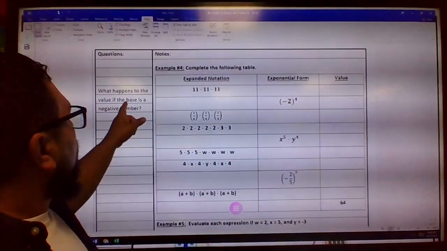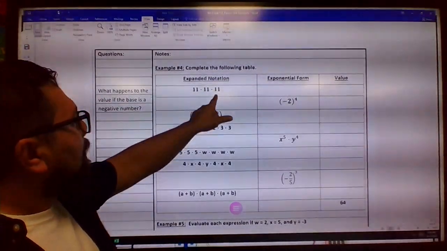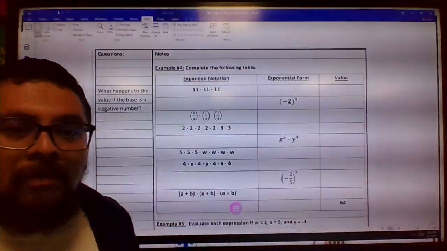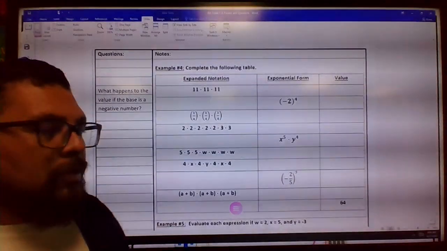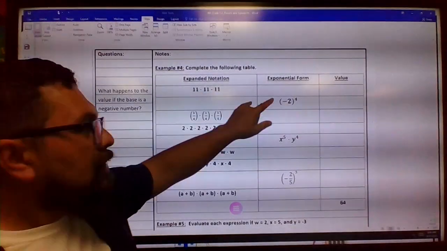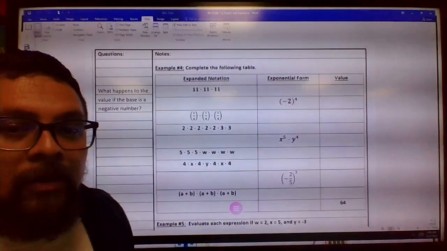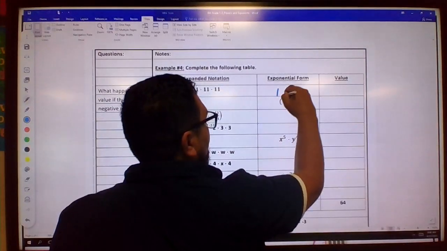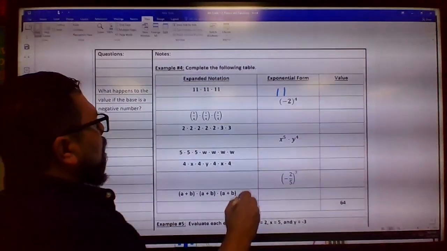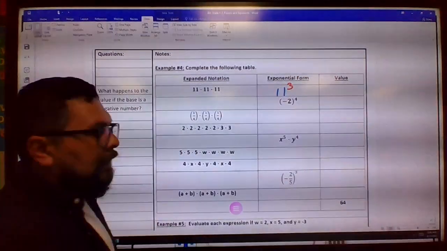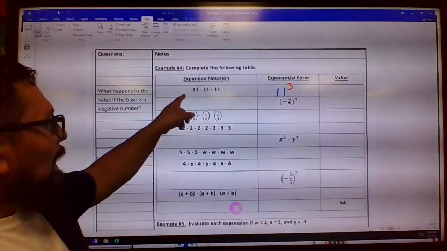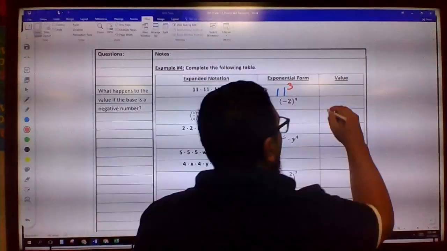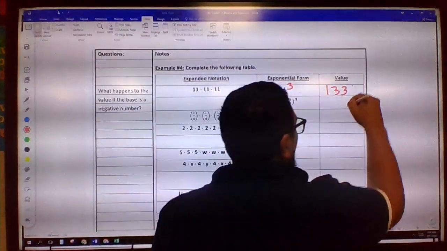So this is 11 times 11 times 11. So how many 11s are there? There's three, right? So in this case, we're going backwards. We're taking it from expanded notation to exponential notation. So since there's three 11s, 11 is the base, and 3 is your exponent. Now, 11 times 11 times 11, if you put it in your calculator, you're going to get 1331.